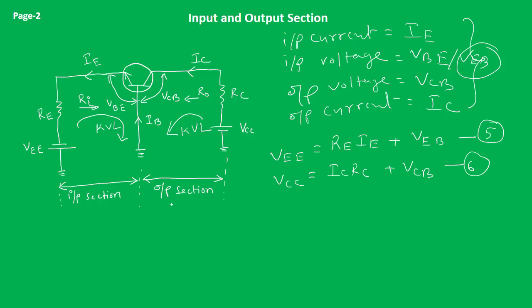Now on the basis of that, from the input loop we have found the equation VEE equal to IE into RE plus VEB. So we may consider this as the input equation. Similarly, from the output loop we have found the output equation as VCC equal to IC RC plus VCB. So these are the input and output parameters as well as the input and output equations.